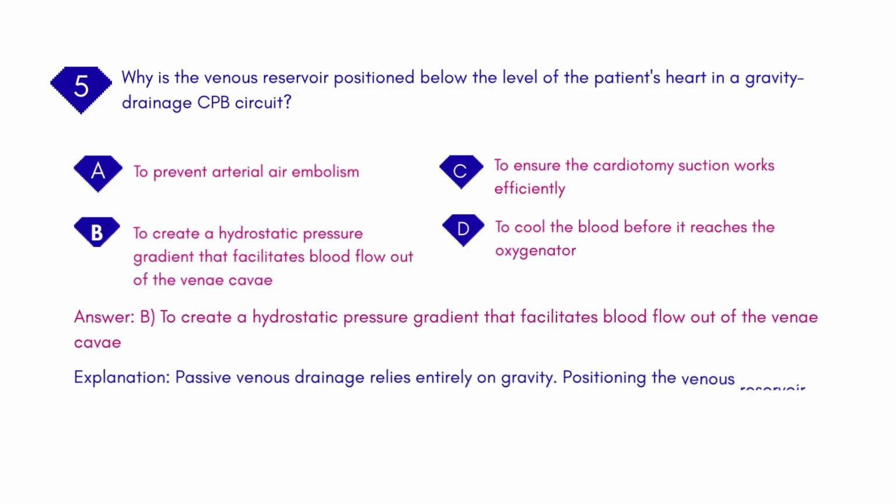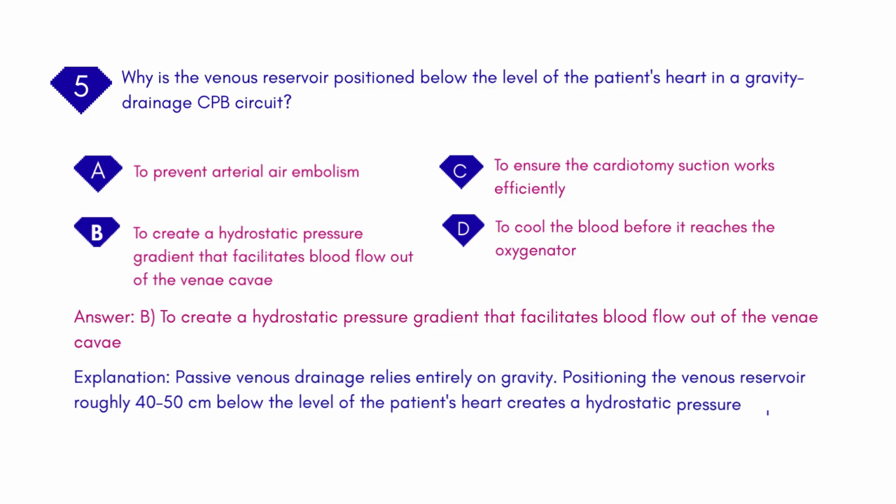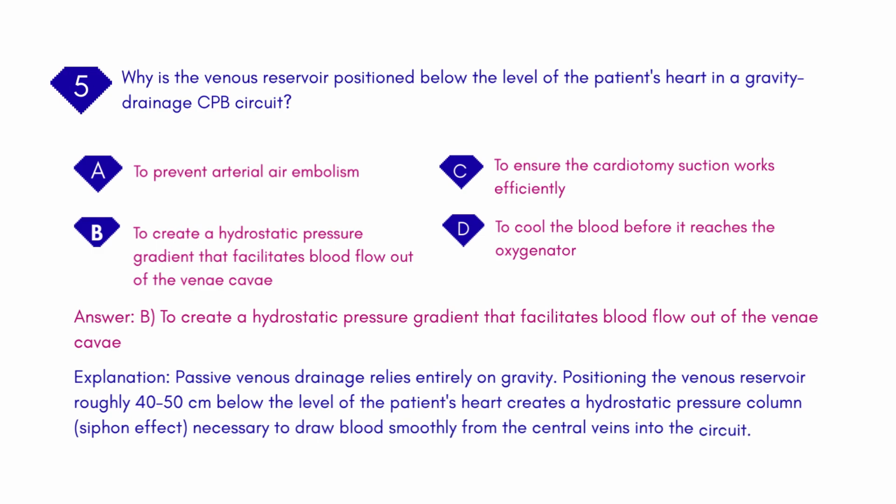Explanation: passive venous drainage relies entirely on gravity. Positioning the venous reservoir roughly 40 to 50 centimeters below the level of the patient's heart creates a hydrostatic pressure column, a siphon effect, necessary to draw blood smoothly from the central veins into the circuit.